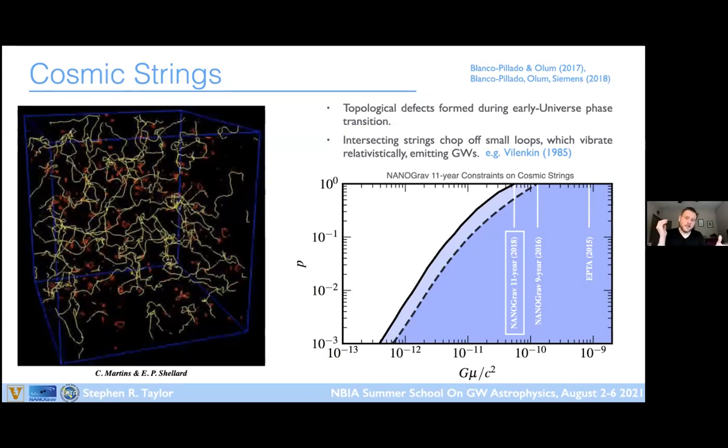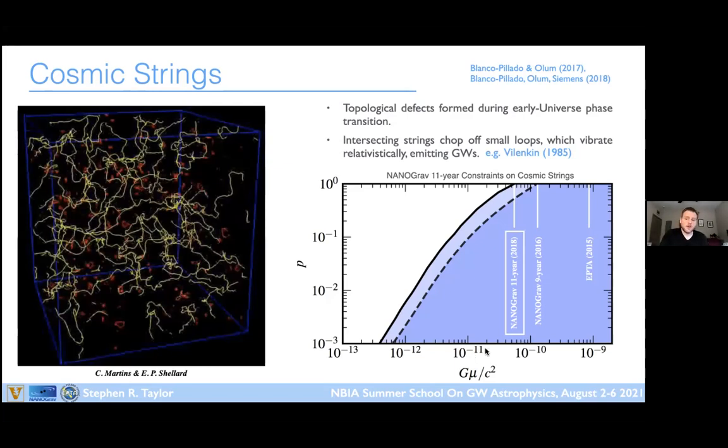And those strings can interact with each other. When they interact, they can chop off small loops from each other. And those small loops are in such high tension that they vibrate relativistically and emit gravitational waves. And those gravitational waves could be found by pulsar timing arrays and other gravitational wave detectors.